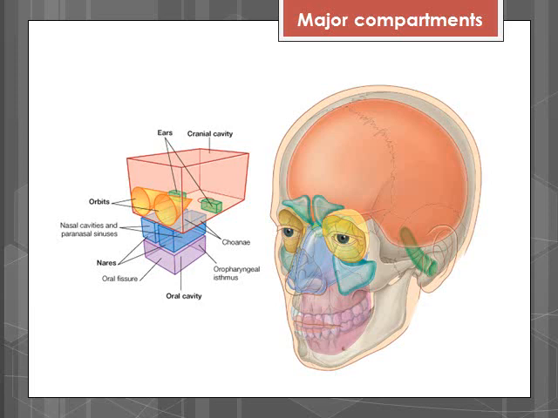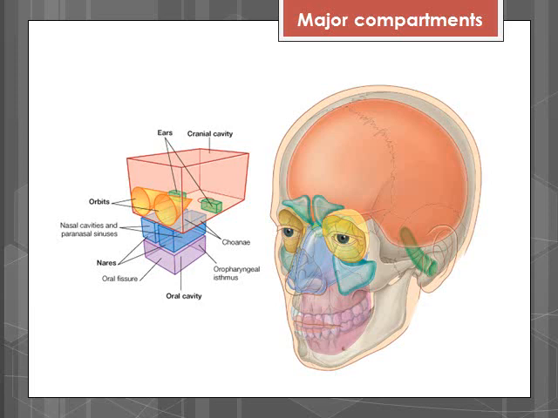The oral cavity lies inferior to the nasal cavities, as we see. They are separated from them by the palate. The palate includes a hard palate and a soft palate. The floor of the oral cavity is formed of soft tissue only. The anterior opening of the oral cavity is called the oral fissure or the mouth, and the posterior opening is the oropharyngeal isthmus.